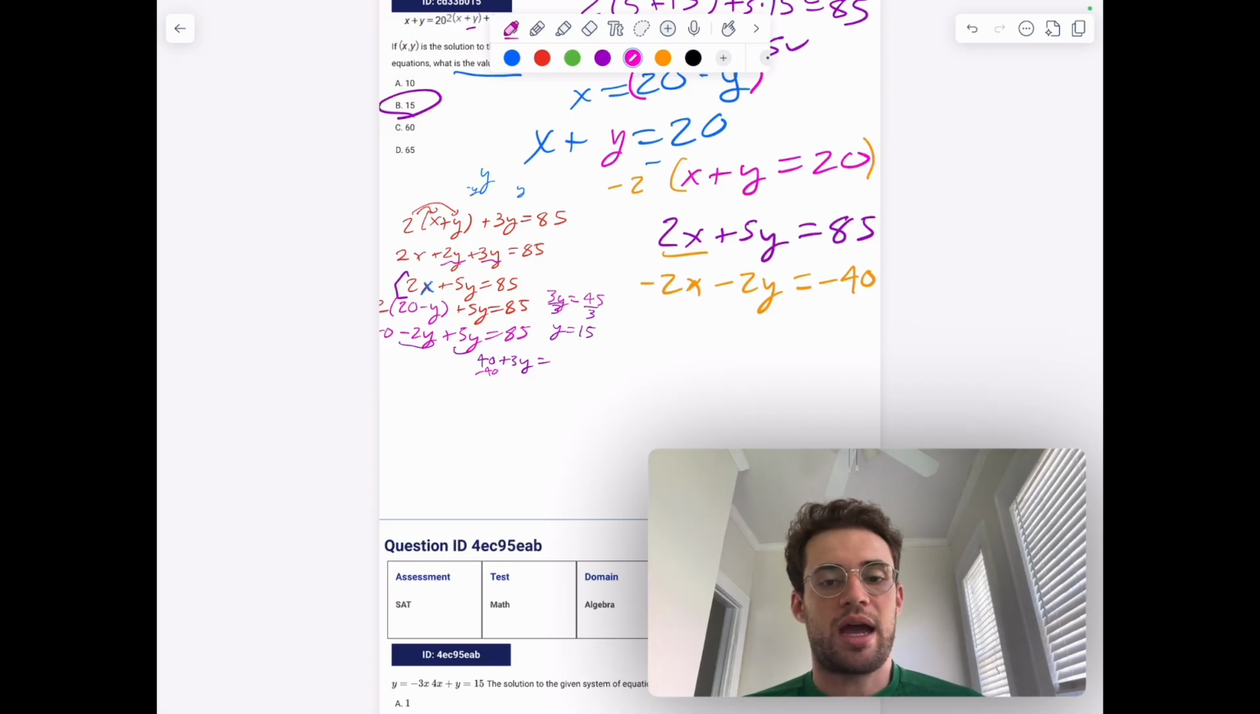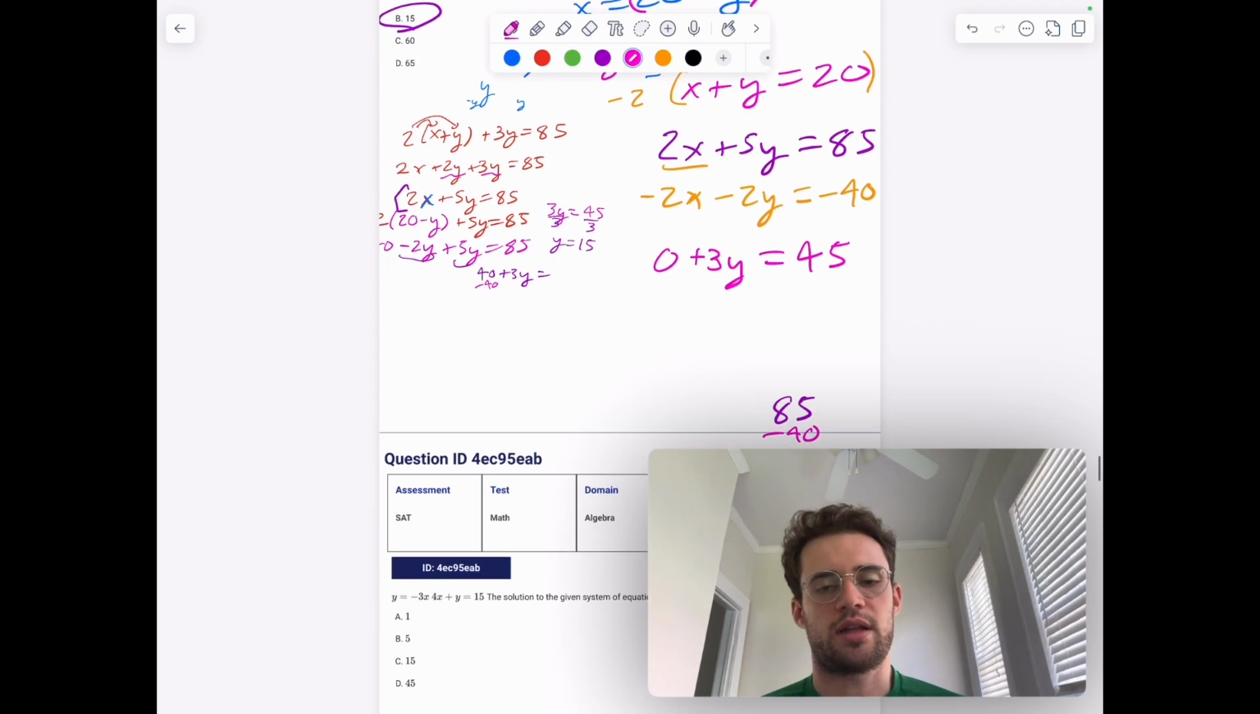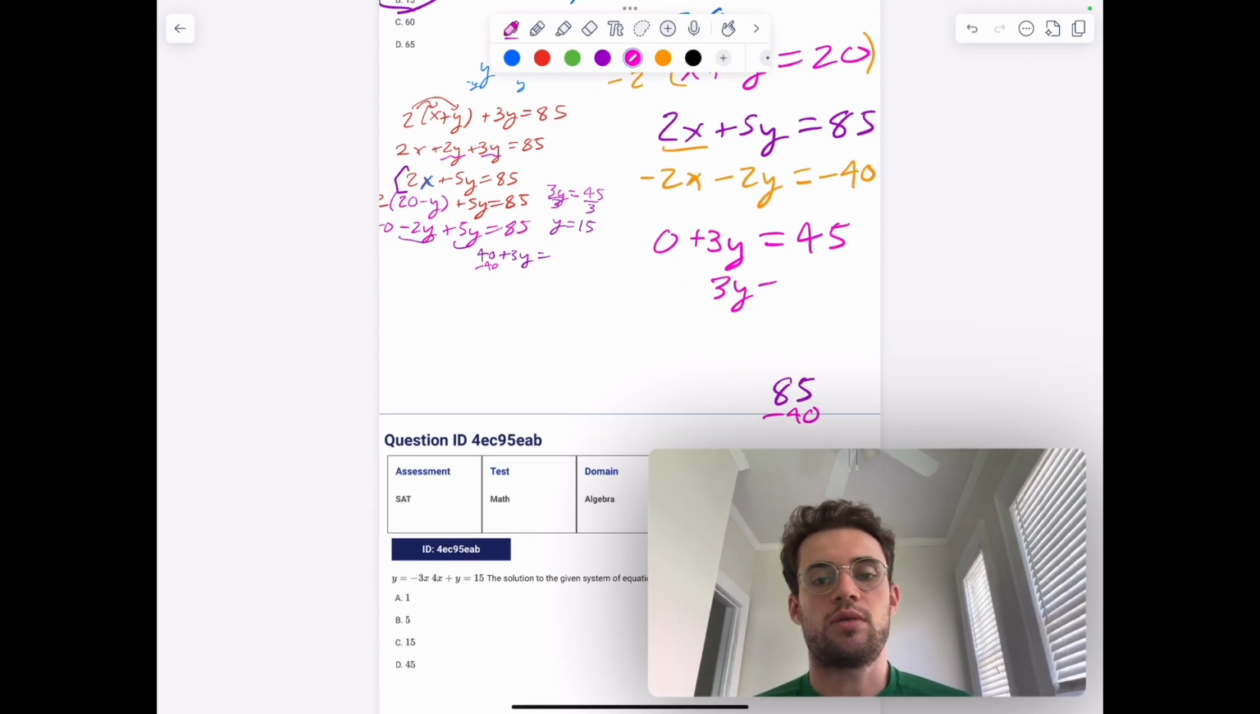So we get 2x minus 2x is 0. 5y minus 2y will be 3y. And then 85 minus 40 will give you 45. 85 plus negative 40, you'd say it like that. So that gives us that 3y equals 45. Then just divide both sides by 3. It gives us that y is equal to 15.